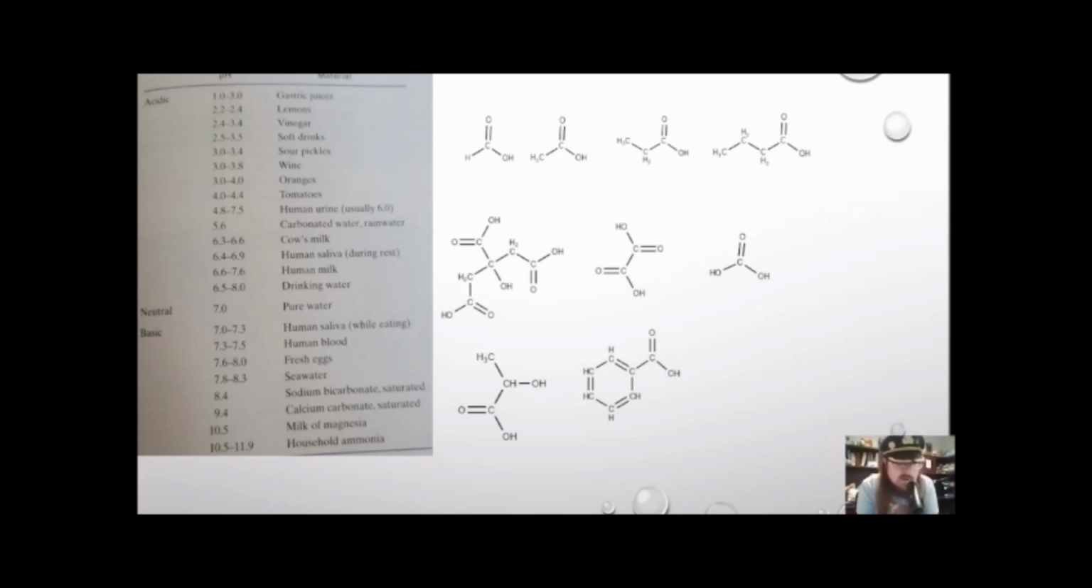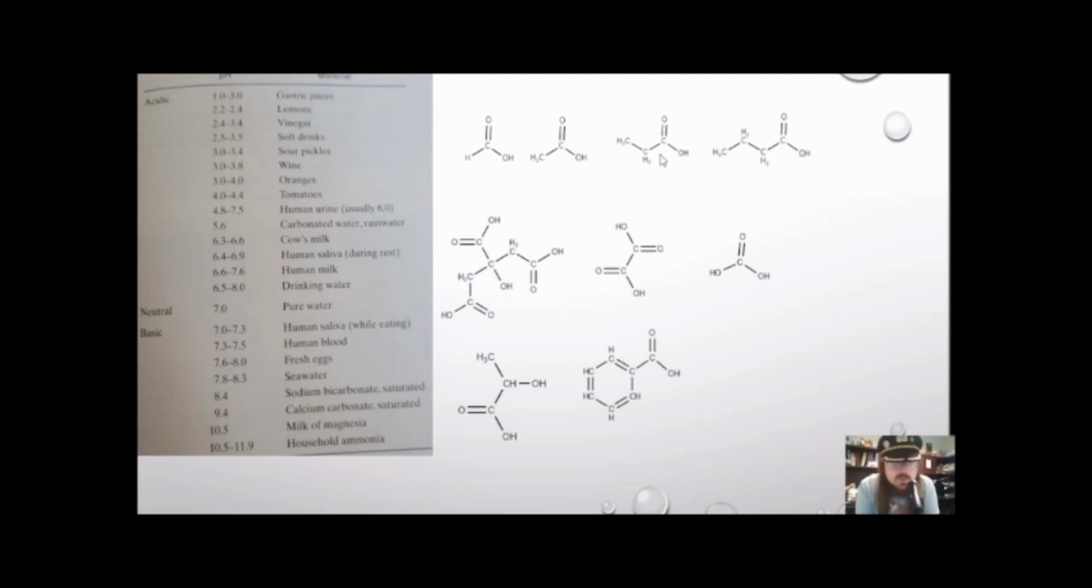Now, propionic acid over here is the flavor in Swiss cheese. If you've ever had Swiss cheese, it's kind of sharp tasting. It's because of this acid in there. Butyric acid, we talked about this. There's a rancid butter smell coming from butyrum, which was Latin for butter.